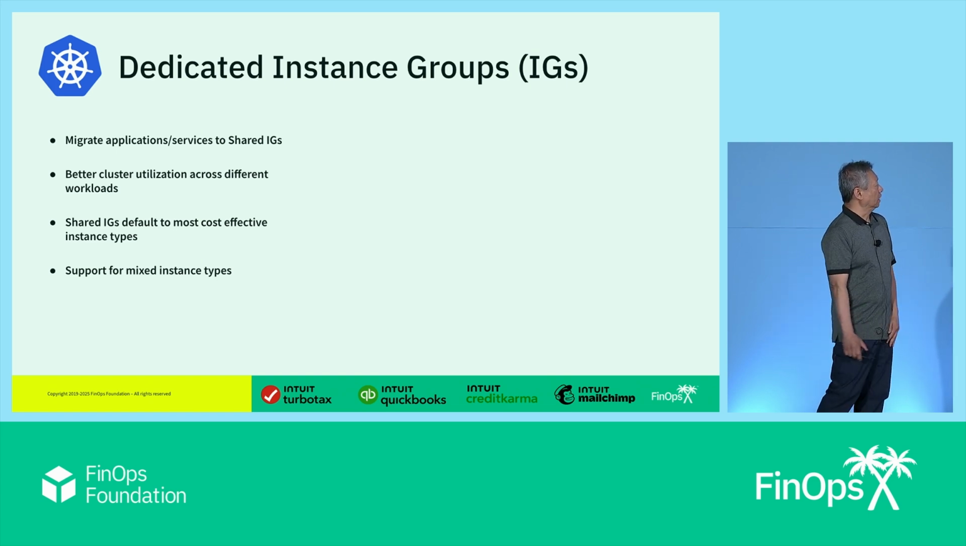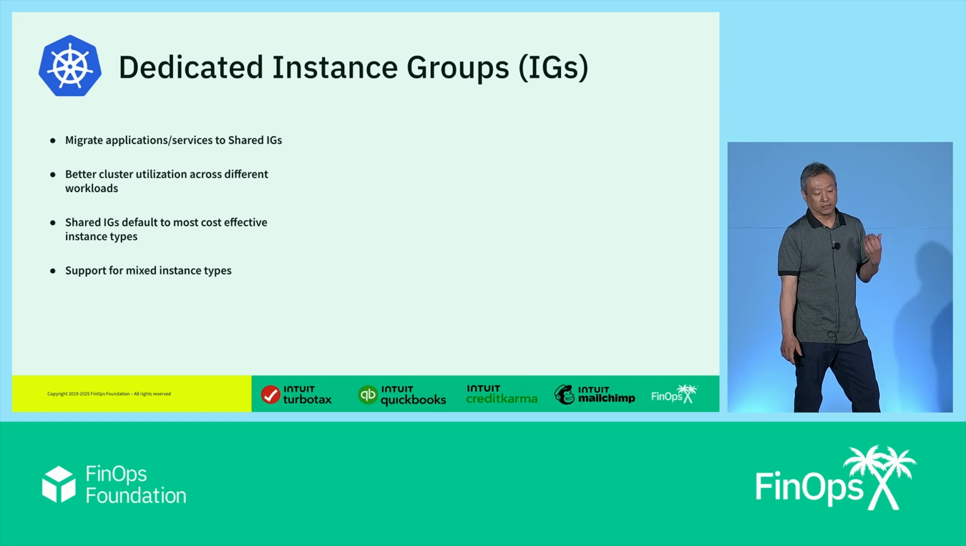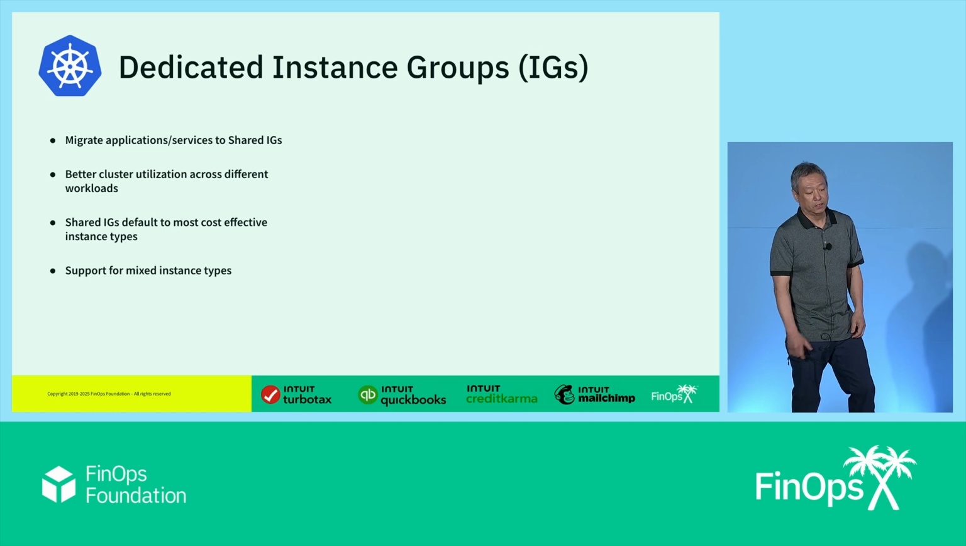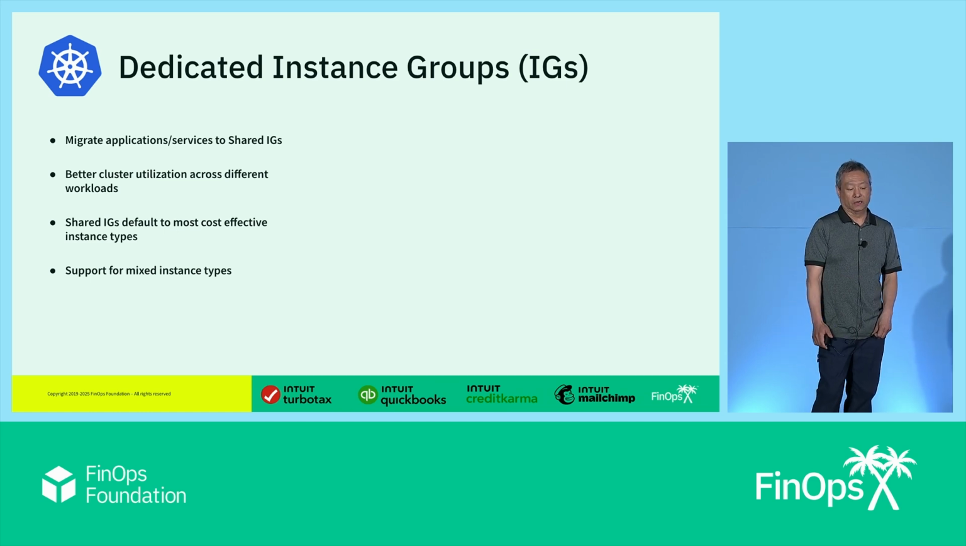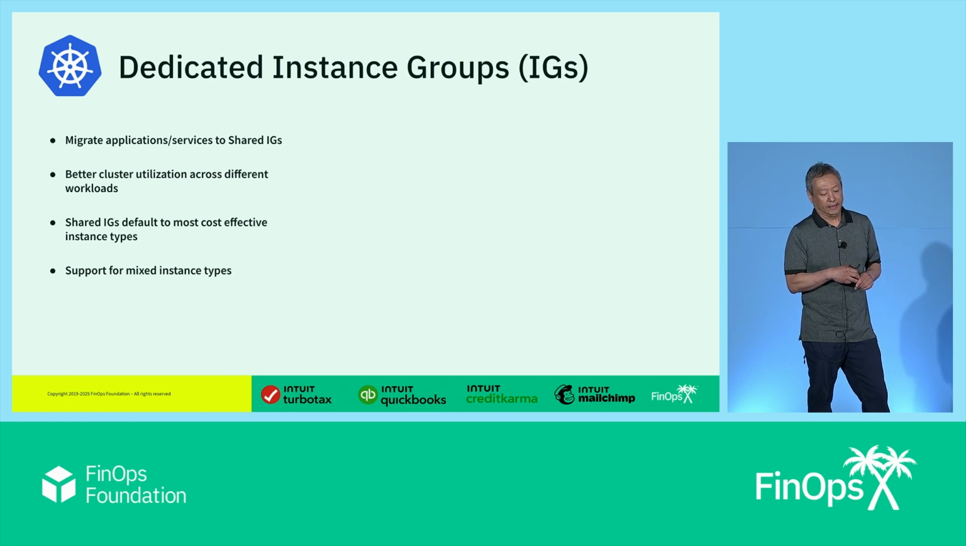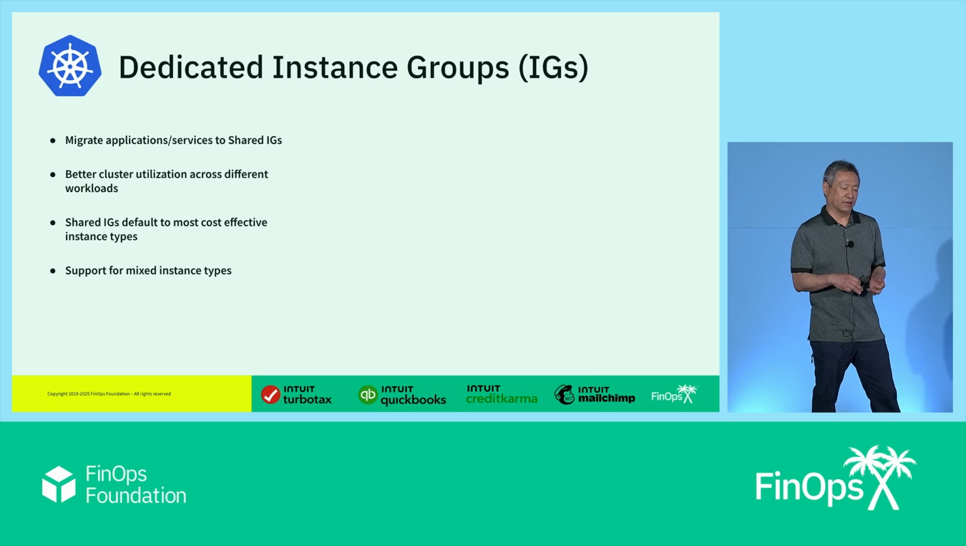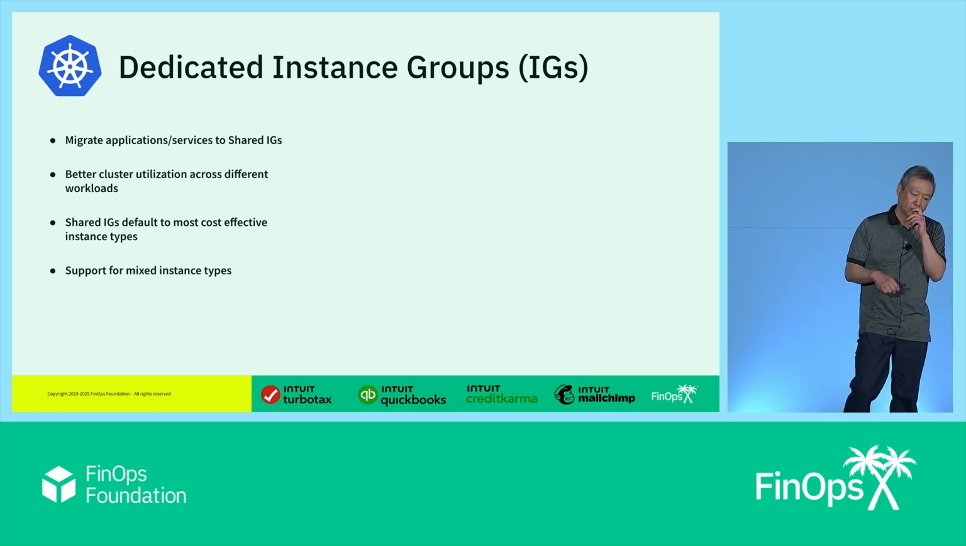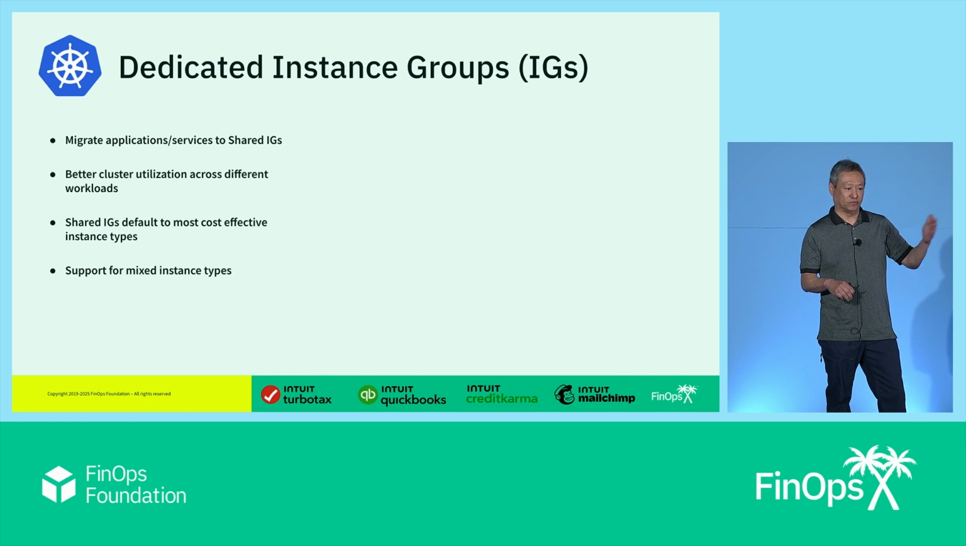With shared IGs, we have better cluster utilization because pretty much every namespace within that cluster is using the same IGs. With shared IGs, we default to the most cost-effective instance types. What I mean by that is we have a preferred instance type that gives us the best price performance. We also have a feature that supports mixed instance types. So if you have a preferred instance type, and we're trying to spin up that instance but it's not available, right? It's going to fall back to our default instance type.